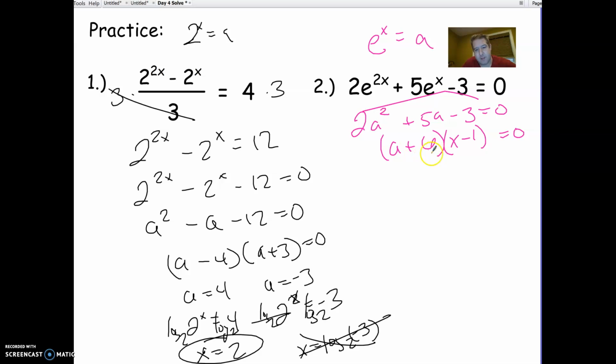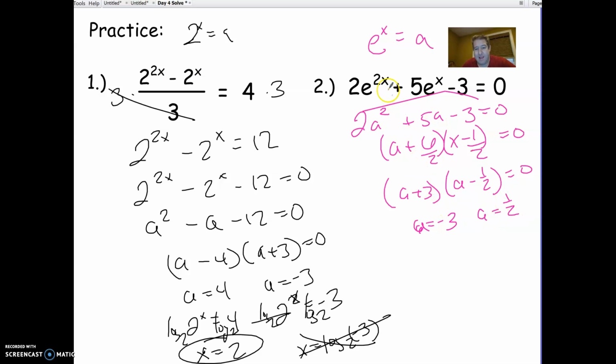equals 0. But don't forget there was a leading coefficient. Got to divide both of those by 2. So a plus 6 over 2 is really a plus 3. And this becomes a minus 1/2. Okay, so that means a is negative 3 and a is 1/2.